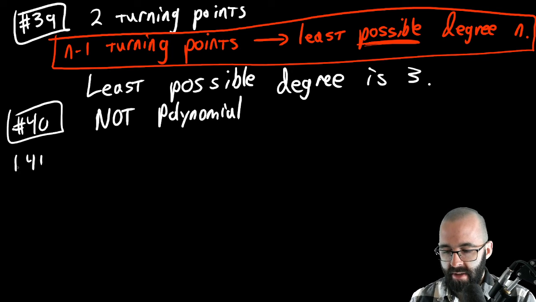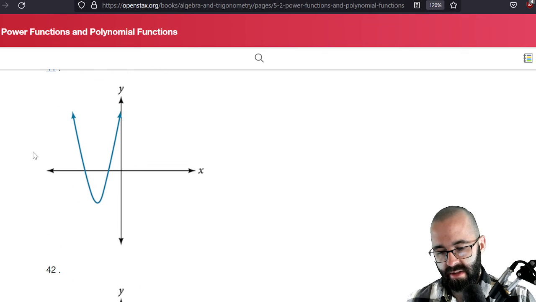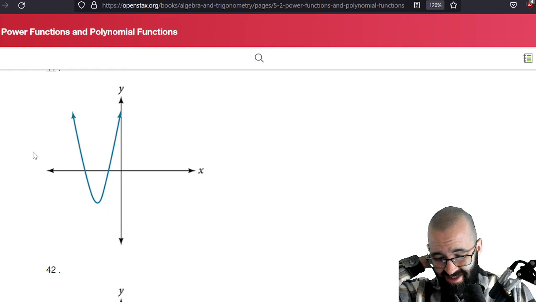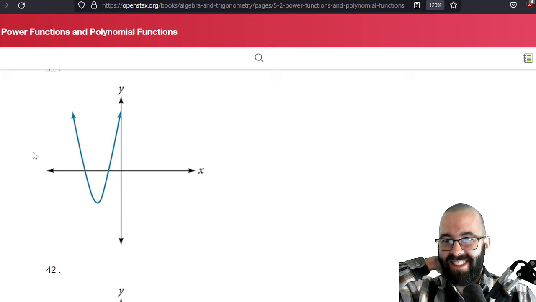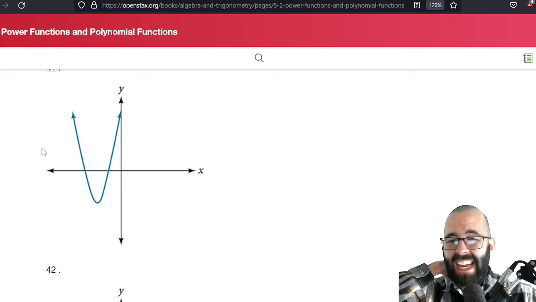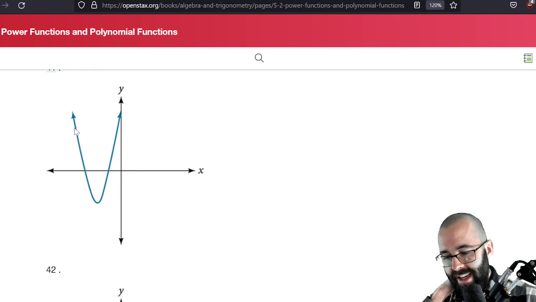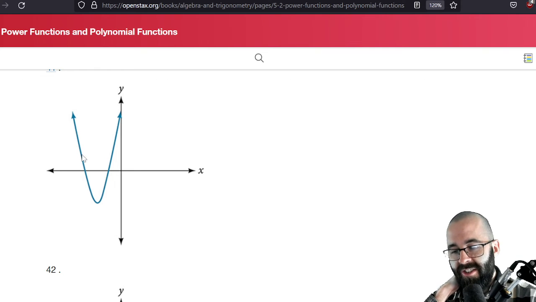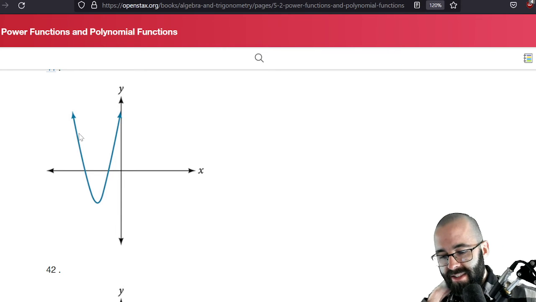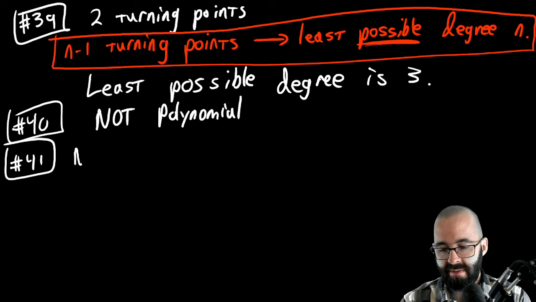Let's do one more. What about number 41? This looks like a hyperbola to me. It almost looks like a parabola, but notice how straight it gets, right? Parabolas are curvy. This gets really strange. It actually looks like a diagonal asymptote. So I would say this is not a polynomial function.